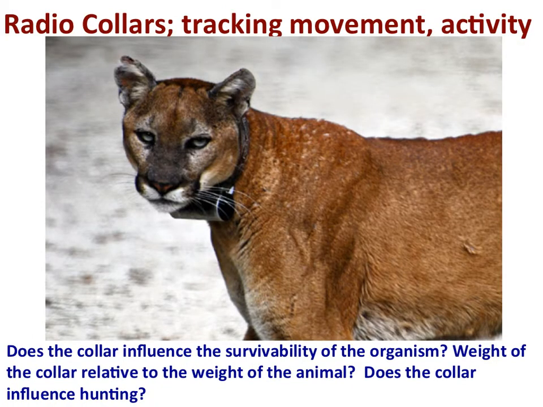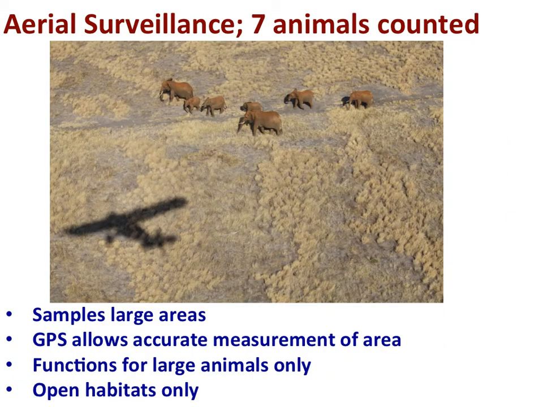And the radio collar is another sampling strategy for motile species. Let's evaluate. Does the collar influence the survivability of the organism? What is the weight of the collar relative to the weight of the animal? Does the collar influence hunting or reproductive habits? Aerial surveillance is still another strategy for sampling motile animals, but let's evaluate. It's a terrific strategy for sampling large areas, but it really functions for large animals only and open habitats only.